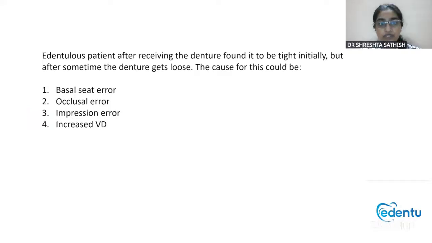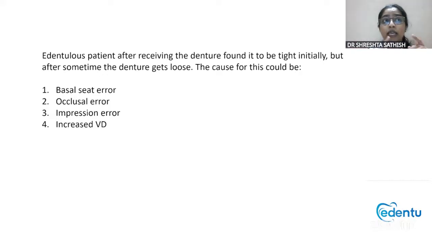An edentulous patient, after receiving the denture, found it to be tight initially. But after some time, the denture gets loose. What could be the cause of this? Basal seat error? No. Because if there is an error in the basal seat, the denture would not be tight initially. So there is proper retention. Okay. So two things are ruled out. Basal seat error is gone and your impression error is gone. Okay. After some time, the denture is getting loose.